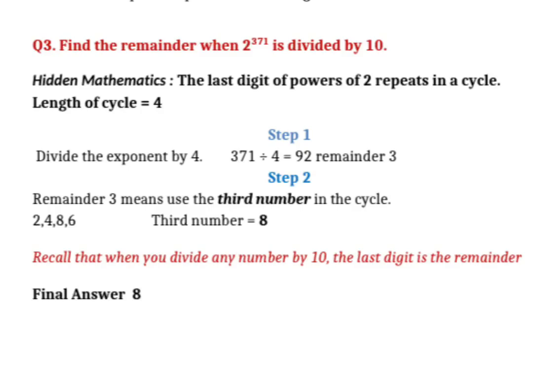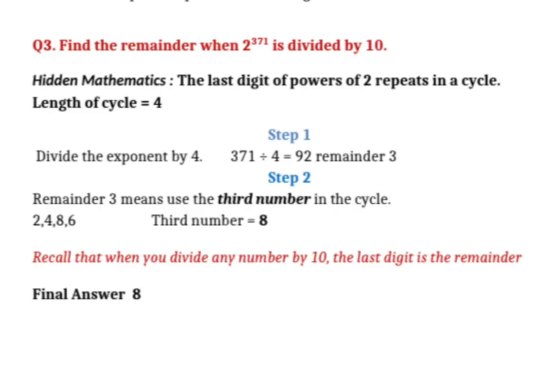So if I divide 371 by 4, it gives me 92 remainder 3. I'm interested in that remainder 3. Then step 2 says, since the remainder is 3, it means the third number in that circle, 2, 4, 8, 6. 2 to the power 1 is 2, to the power 2 is 4, to the power 3 is 8, to the power 4 is 16, to the power 5 is 32, 2 has repeated, to the power 6 is 64, 4 has come. So the third number in that circle is 8.